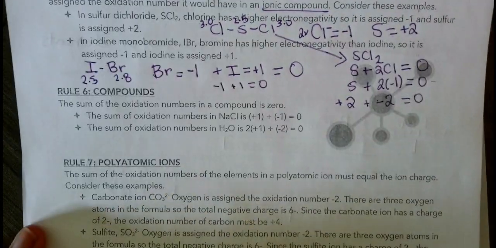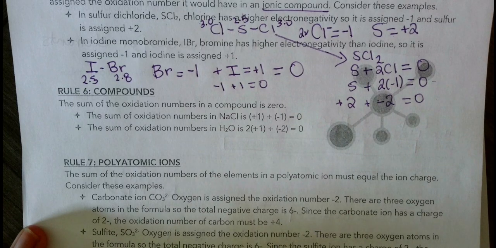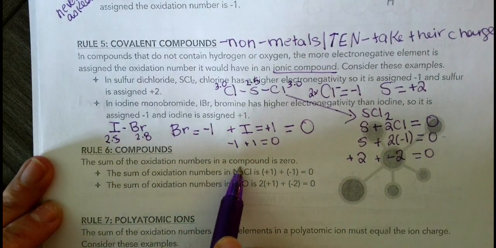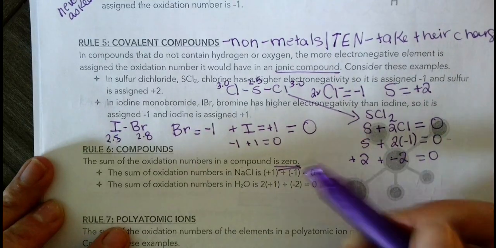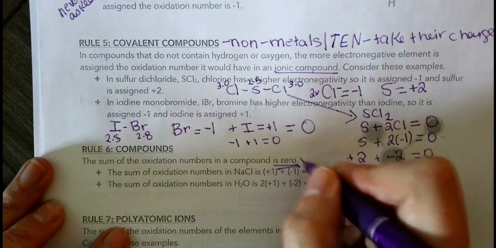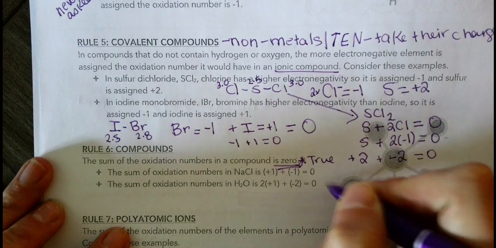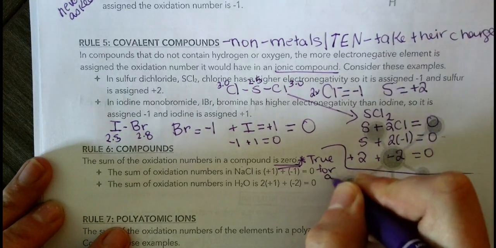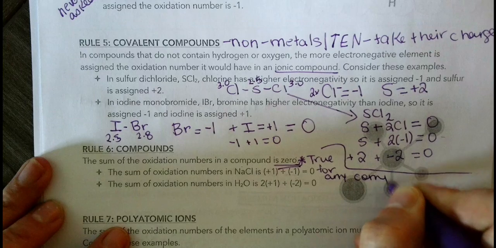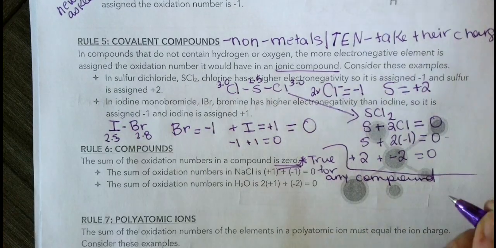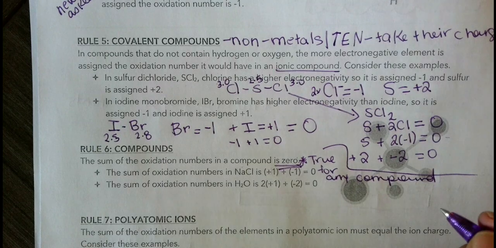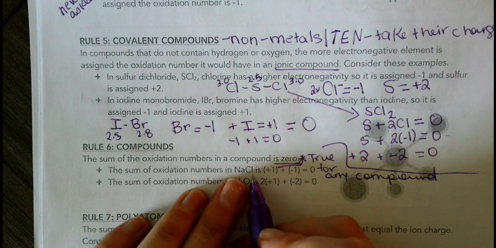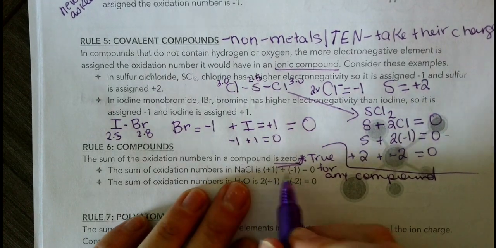Rule 6 was actually kind of touched on in Rule 5. This is true for any compound, okay? The sum of the oxidation numbers in a compound is 0. So I just showed you that up here, but this is true for any compound. So if you have an ionic compound, the sum of both oxidation numbers is 0.